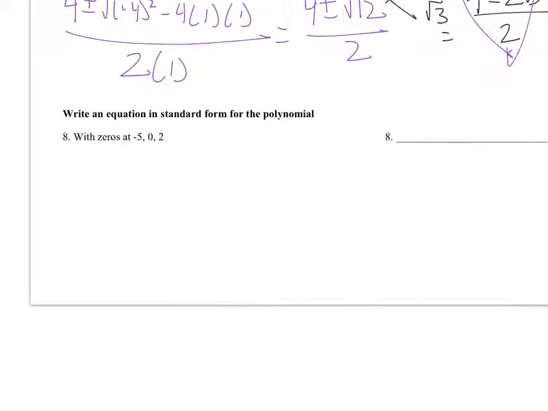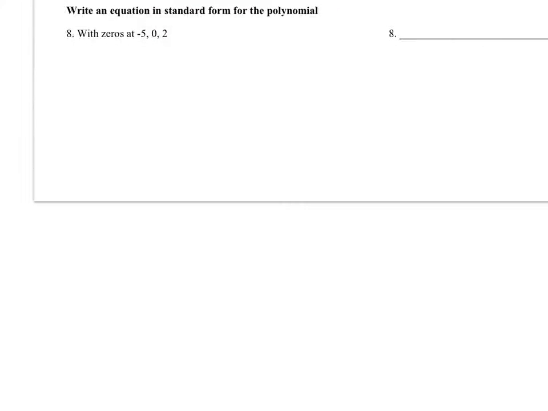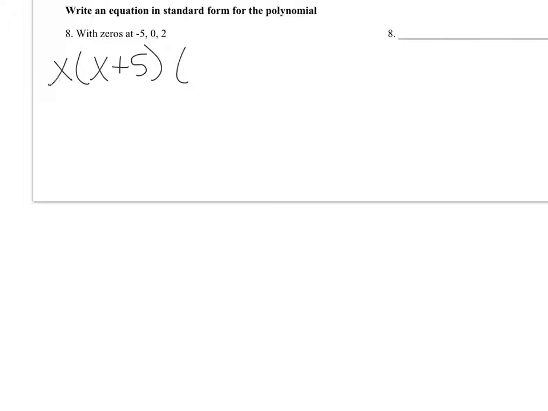And last, but certainly not least, with the zeros of that, what is the polynomial in standard form? So if I have a 0 at x equals negative 5, the factor would be x plus 5. If I have a 0 at x equals 0, that's just an x by itself. If I have a 0 at x equals 2, that would be x minus 2. Now I have to multiply it out. So I'm going to leave this x out in front. I'm going to do that at the end.